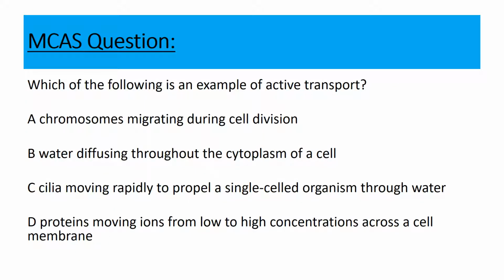Which of the following is an example of active transport? A. Chromosomes migrating during cell division. B. Water diffusing throughout the cytoplasm of a cell. C. Cilia moving rapidly to propel a single-celled organism through water. Or D. Proteins moving ions from low to high concentrations across a cell membrane. Well, the answer is D. When you're moving substances from low to high concentration, that requires energy because you're moving against the concentration gradient.